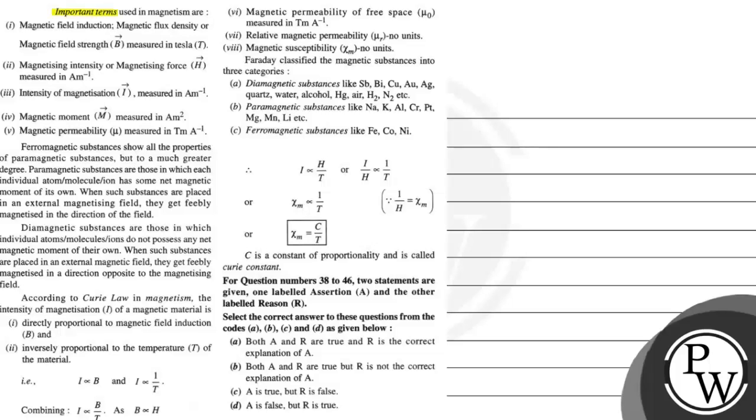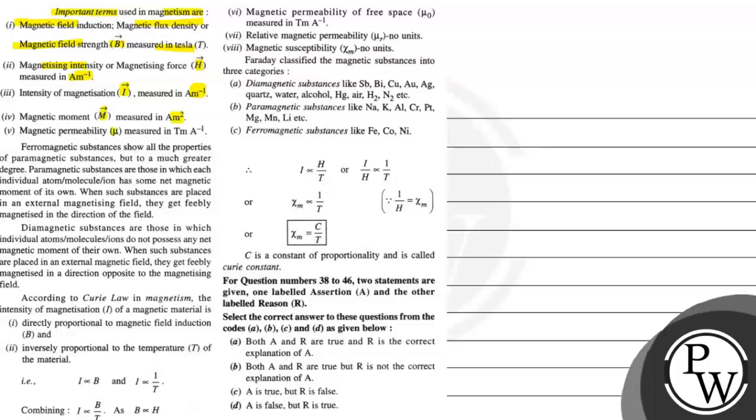It says the important terms used in magnetism are: magnetic field induction, magnetic flux density or magnetic field strength, measured in Tesla; magnetic intensity or magnetizing force H vector, measured in ampere per meter; intensity of magnetization I vector, measured in ampere per meter; and the magnetic moment, measured in ampere meter square.